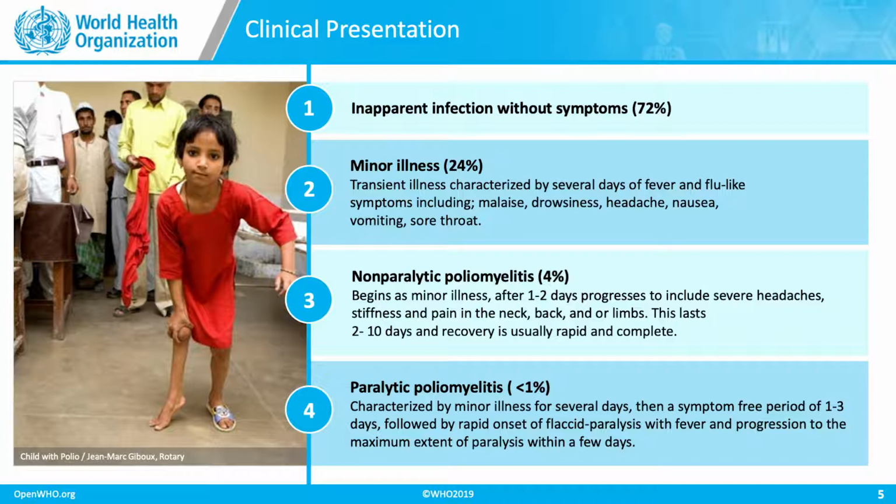Due to the low rate of polio infection resulting in paralysis, the detection of a single case of paralytic polio is often an indication that the poliovirus is widespread in the community.